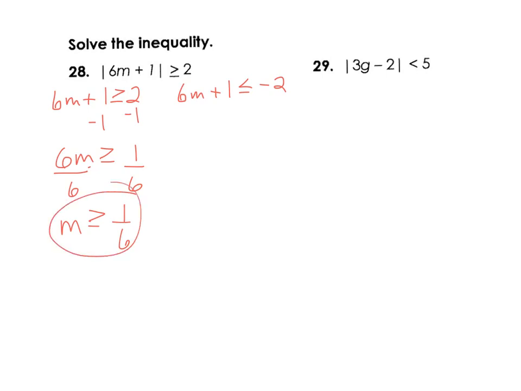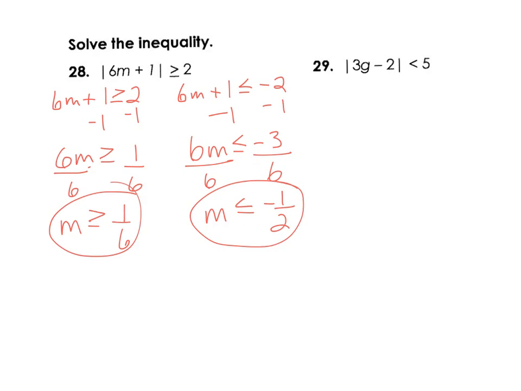Starting with the second part, the equation on the right, I'm going to minus 1. I get 6m is less than or equal to negative 3. Divide by 6. I get m is less than or equal to negative 1/2. And those would be my 2 answers for number 28.